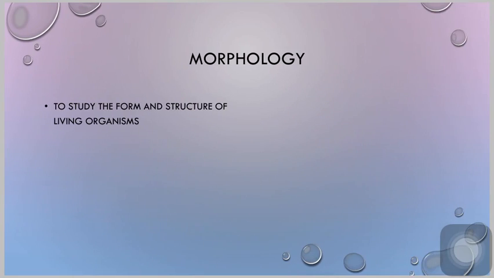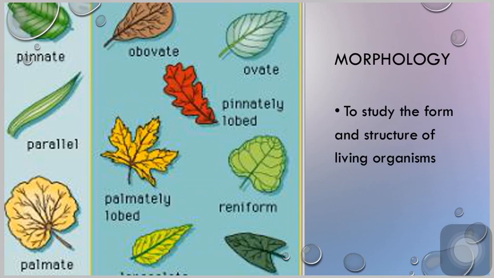If we are talking about the first branch of biology, that is morphology. In morphology, we study the form and structure of living organisms. You can see this structure. For example, there are different types of leaves. Different plants have different types of leaves, and if we study them, we are studying the different forms of leaves and different structures of plants.